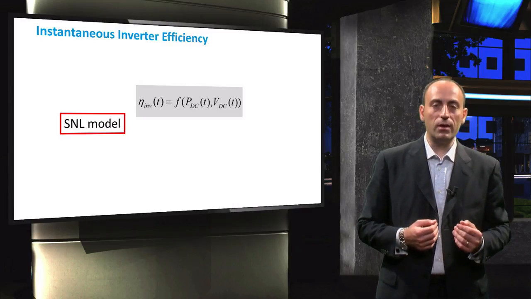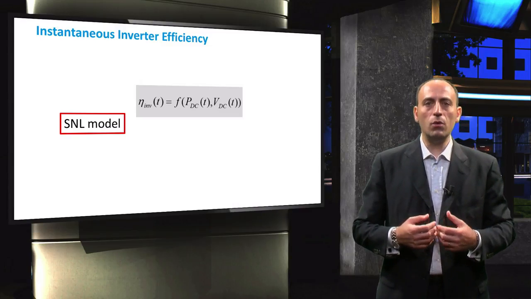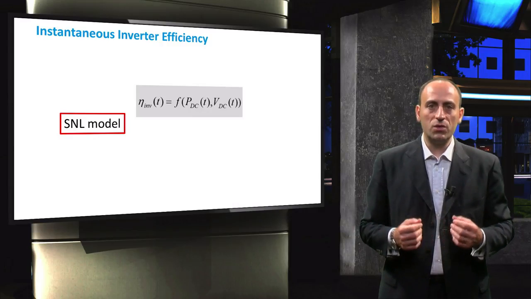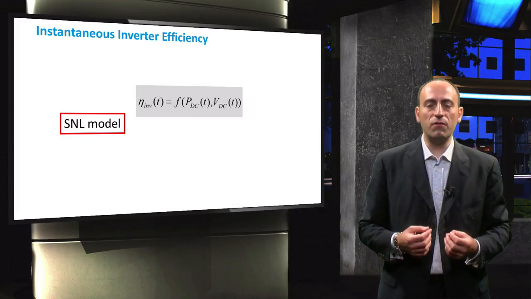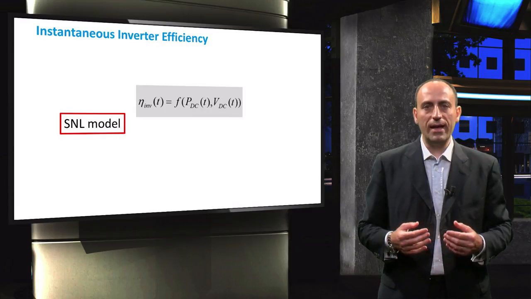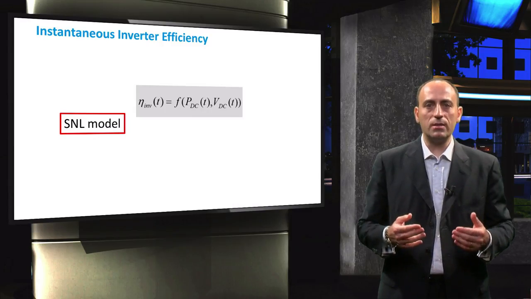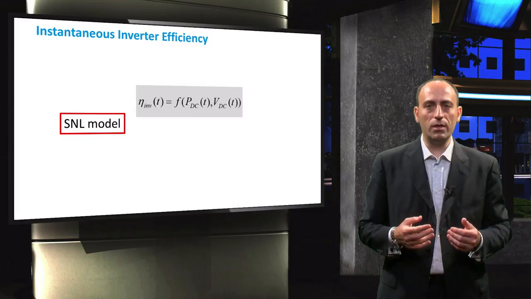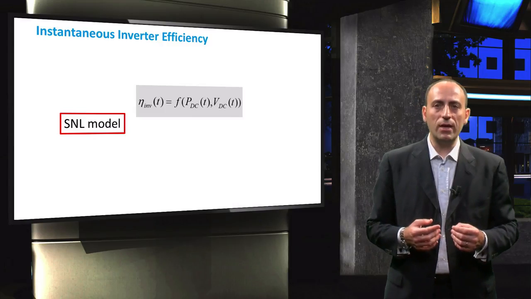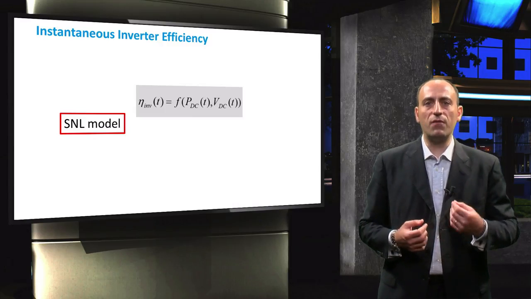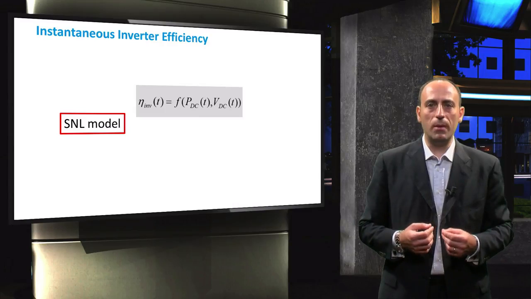Having picked an inverter, determined the number of series connected modules in a string and the number of strings connected in parallel, we now want to know the efficiency of the inverter. We start by finding the instantaneous efficiency of the inverter. To that end, we will use an inverter model such as the Sandia National Laboratories inverter model.